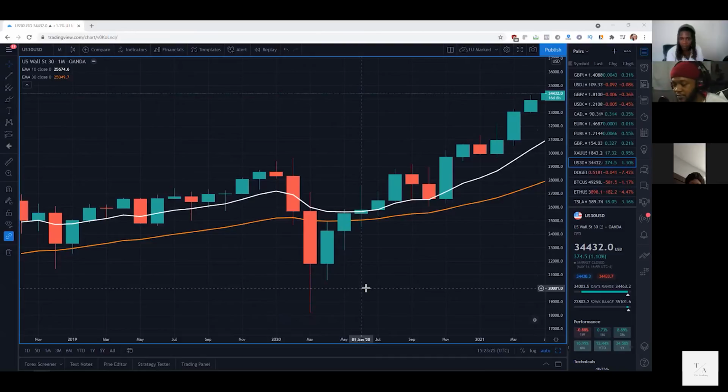Bullish and bearish. Bullish means the price is going up. Bearish means the price is going down. Long means the price is going up. Short means the price is going down. Follow that? That makes sense?